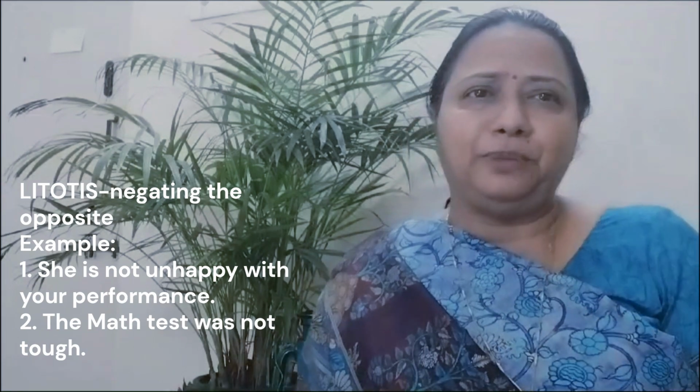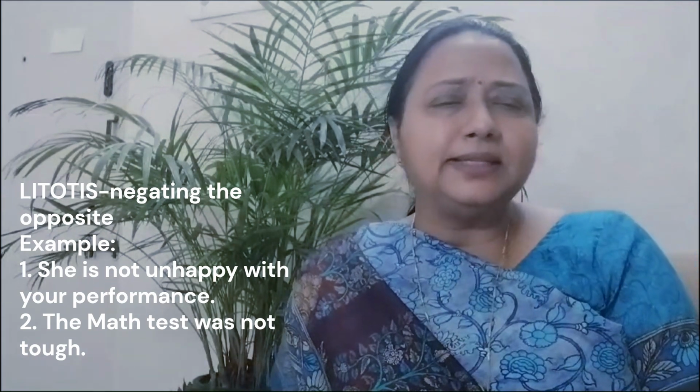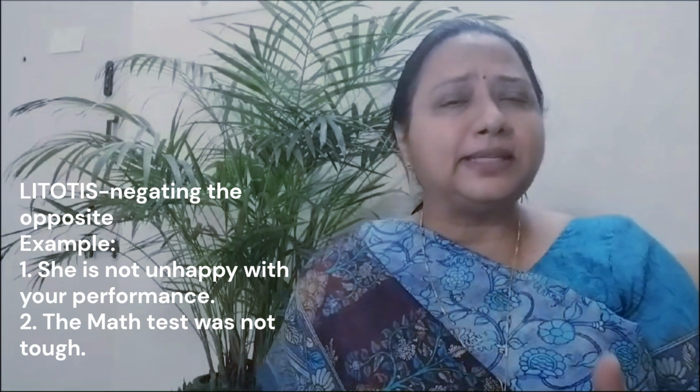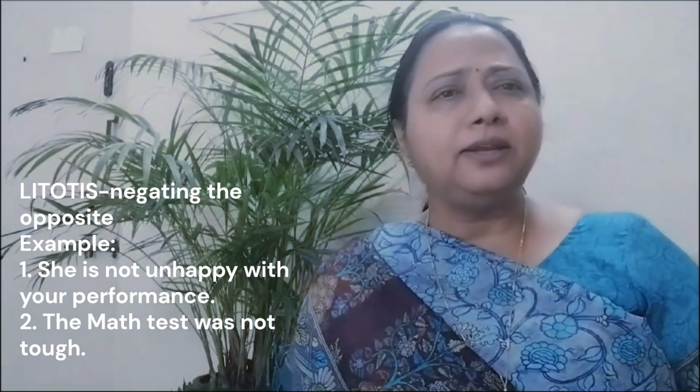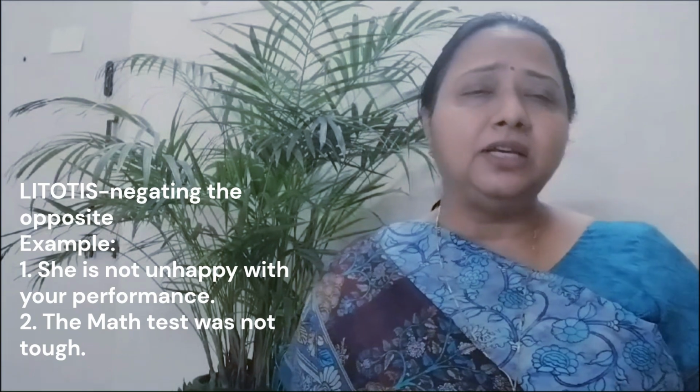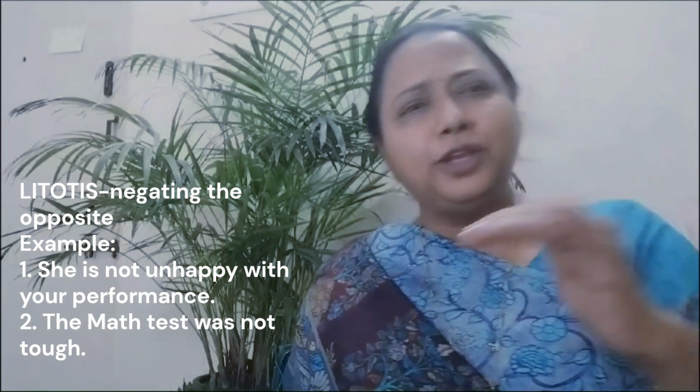So going a little offbeat. The second example is, "The maths test was not tough." So again here, instead of saying the maths test was easy, you're saying it was not tough. So going again a little offbeat. So this is just to create another style of writing. That is it. So this was our last figure of speech, and with this we come to the end of our part 2.